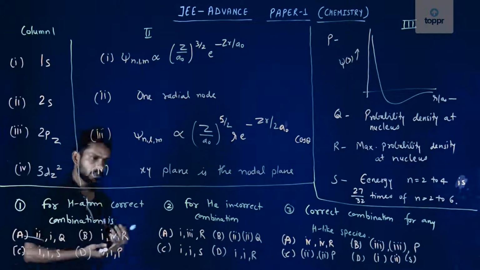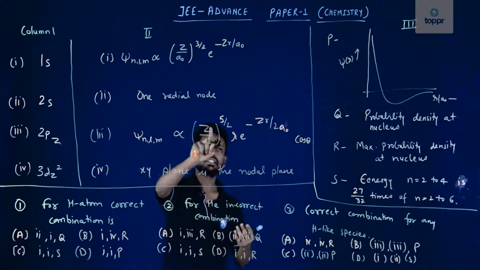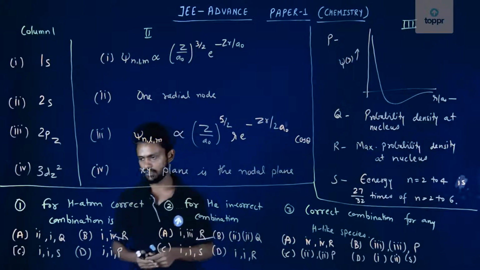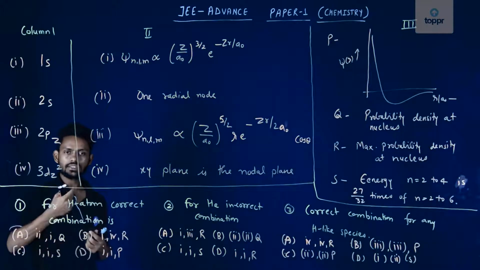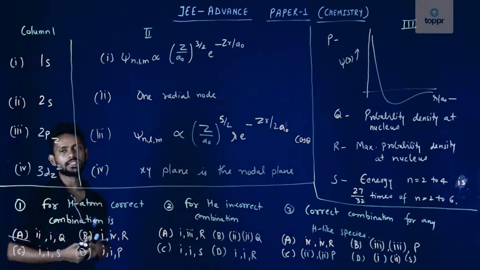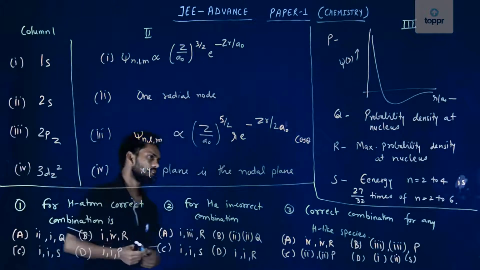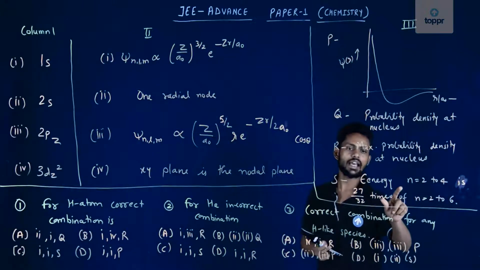I hope you know the values, like psi is the wave function and Z is the atomic number, and you can give any orbital in this form in quantum chemistry. I am not going to get into the theory. Now let us see what information is given and what is asked. The first question asks for the correct combination for H atoms, and everything is theoretical except this. You need to calculate the energy.